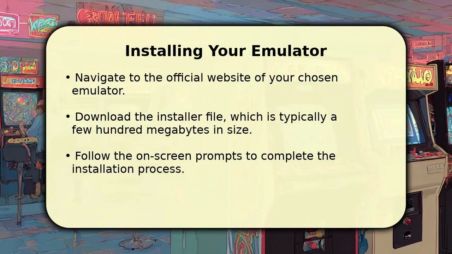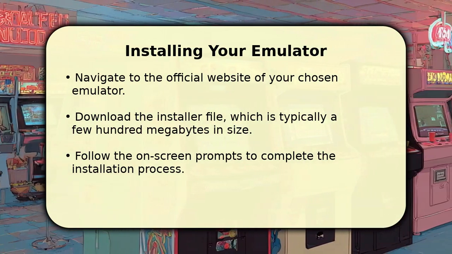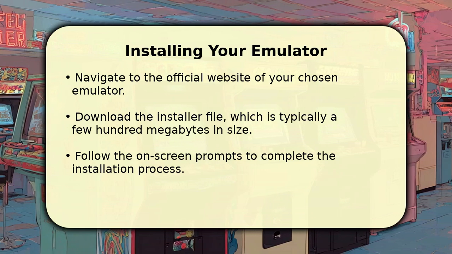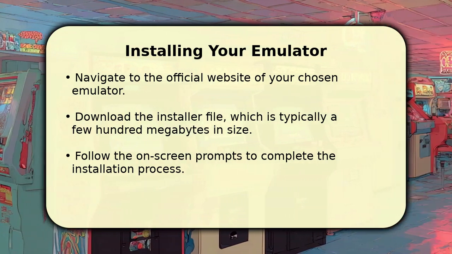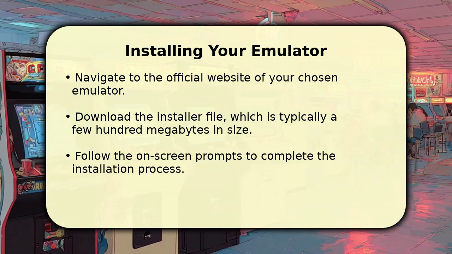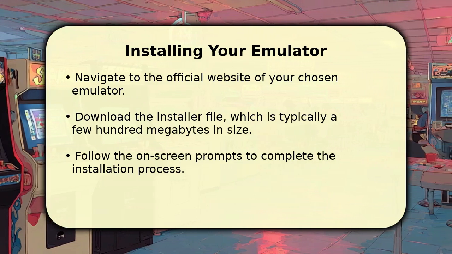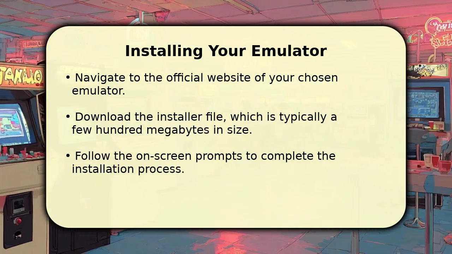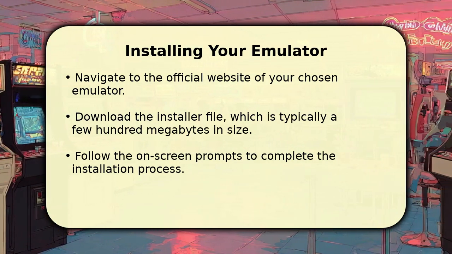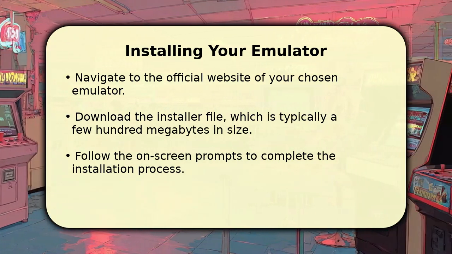After selecting your preferred emulator, visit its official website to download the installer file. This file is usually around 500 to 600 megabytes, so a stable internet connection is recommended. Run the downloaded file and follow the clear on-screen instructions, accepting the terms and conditions. The installation might take a few minutes, depending on your system's speed. Once finished, launch the emulator from your desktop shortcut.